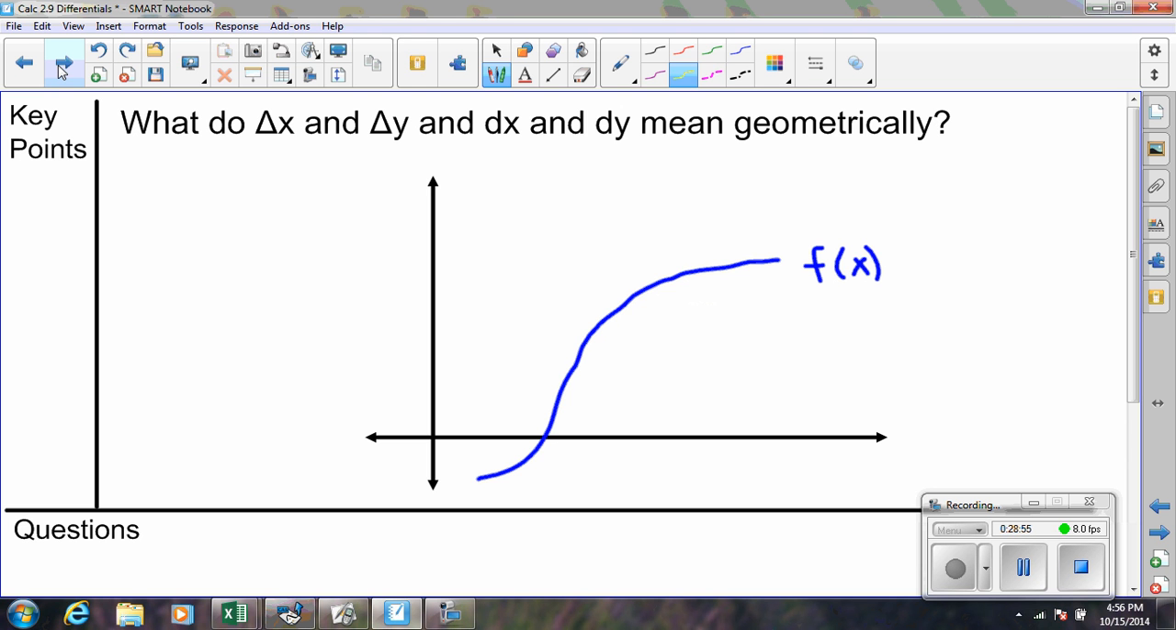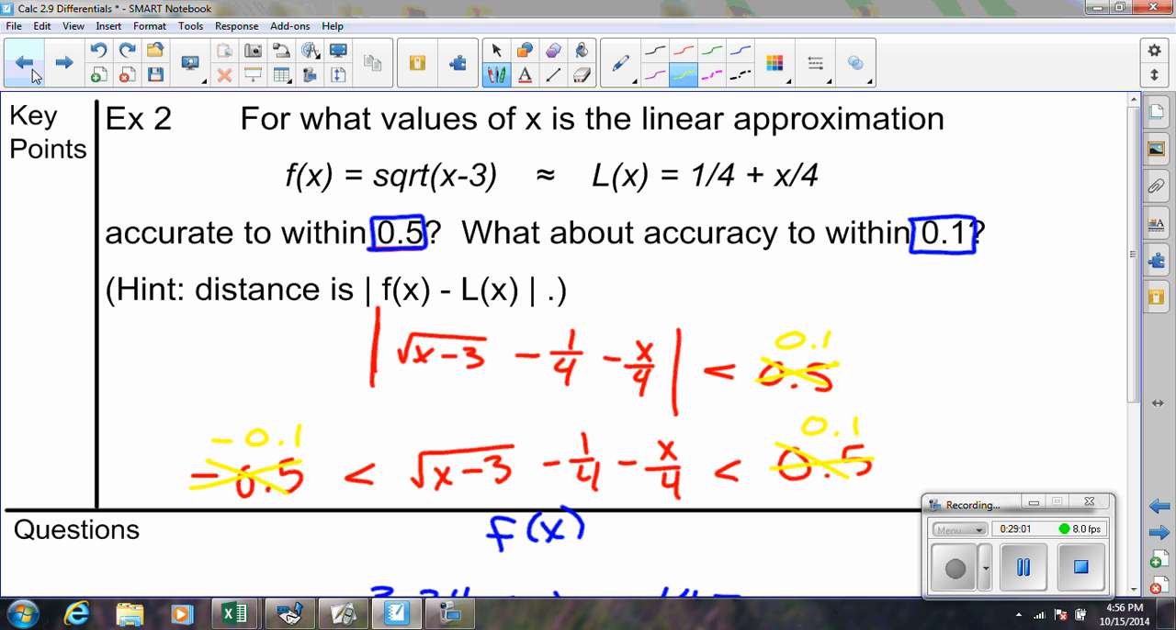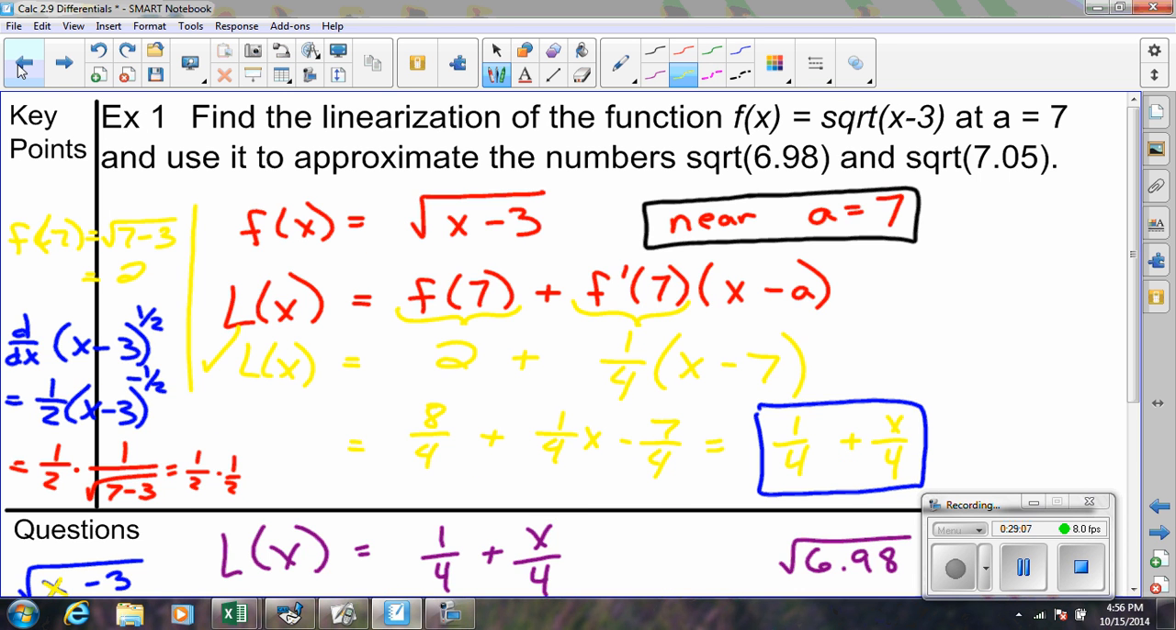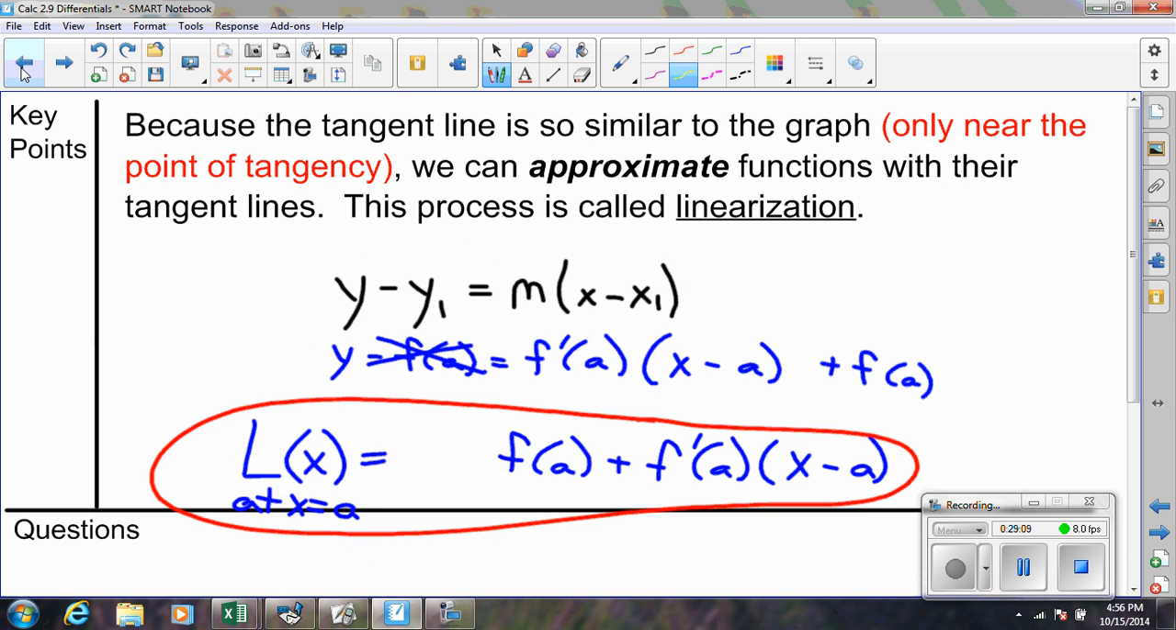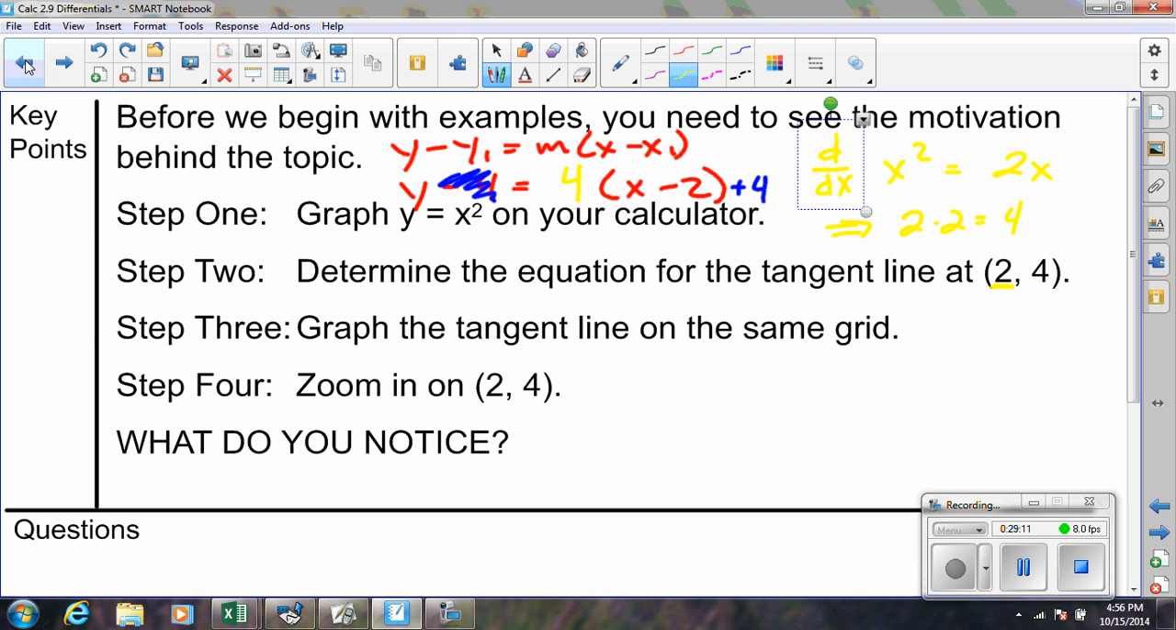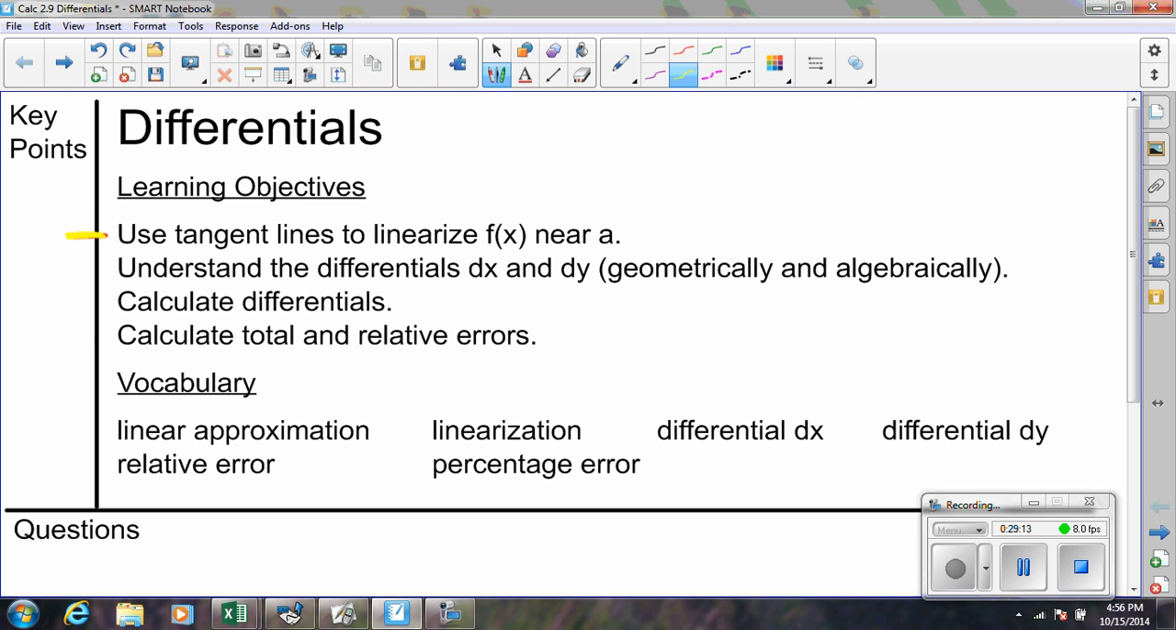So, we still have not said anything about differentials whatsoever. We did all this stuff with linearization, and you were like, oh, sweet, yeah, cool. We've got the linearization function. We went through and looked at how do you linearize the function, which was our first learning objective. But we still haven't done any of our other learning objectives.